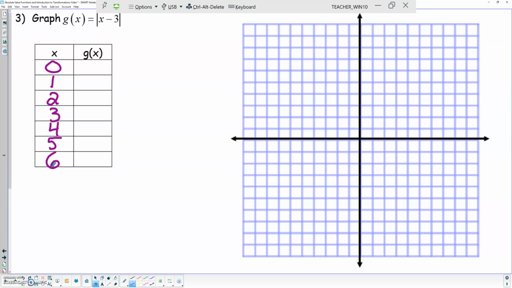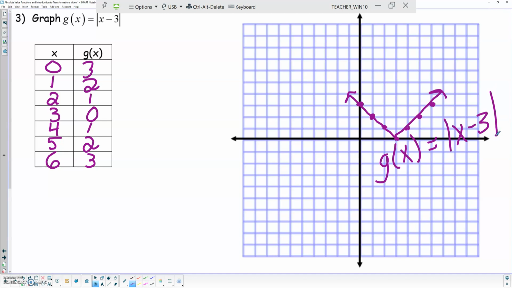All right, so the corresponding y values were 3, 2, 1, 0, and then 1, 2, 3. Okay, so we got (0, 3), (1, 2), (2, 1), (3, 0) is our turning point, (4, 1), (5, 2), and (6, 3). So that's the graph for g of x equals the absolute value of the quantity x minus 3.